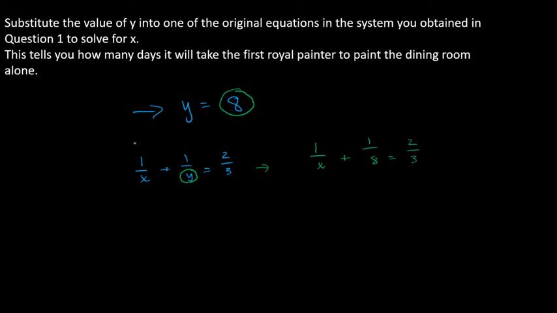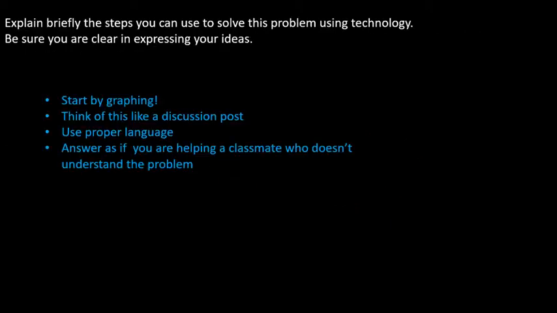Then I would simplify just like I did the last time I showed you. Once again, I could say 1 over x equals 2/3 minus 1/8. I could combine my two fractions that have different denominators, and then I could isolate x, right? And you've already seen an example of that, and I think this video has gone a little long. I tried to keep them briefer. Anyway, hopefully that explained how to tell how many days it would take the first royal painter to paint the room alone. Finally, you are asked to briefly explain the steps you can use to solve this problem using technology.